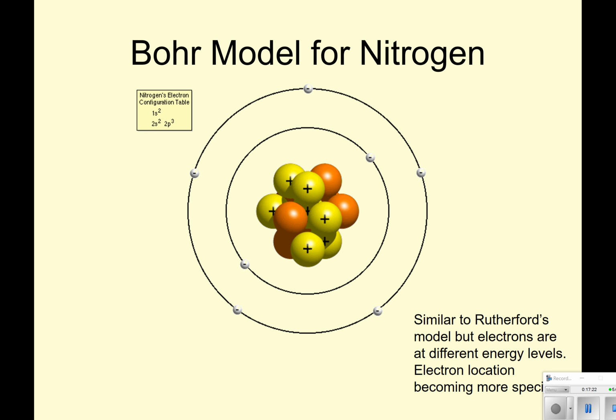Now with Bohr's model here, we see that in this atom of nitrogen, we have 2 electrons in our first level, and 1, 2, 3, 4, 5, a total of 5 electrons in our second level. And these levels have different energies to them, and therefore cause the atom to have different properties. But again, the electron location here for our atom is becoming more specific.